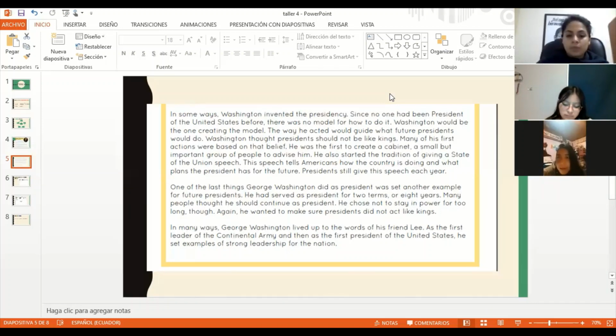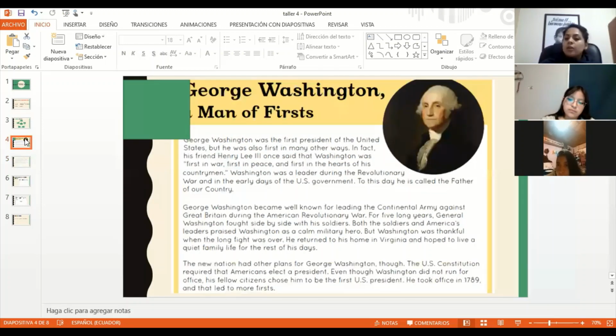In many ways, George Washington lived up to the words of his friend Lee as the first leader of the Constitution Army, and then as the first president of the United States. He set examples of strong leadership of the nation. Thank you, Jesse. So, what do you guys think the general idea of this text is?